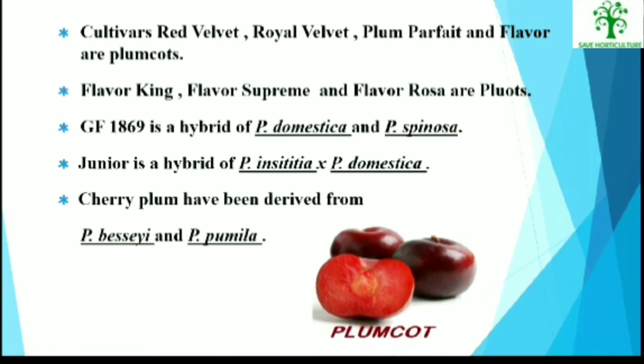Cultivars: Red Velvet, Royal Velvet, Plum Parfait and Flavor Fall are plumcots. Flavor King, Flavor Supreme and Flavor Rosa are pluots. GF1869 is a hybrid of Prunus domestica and Prunus spinosa. Junior is a hybrid of Prunus insititia and Prunus domestica. Cherry plum has been derived from Prunus besseyi and Prunus pumila.